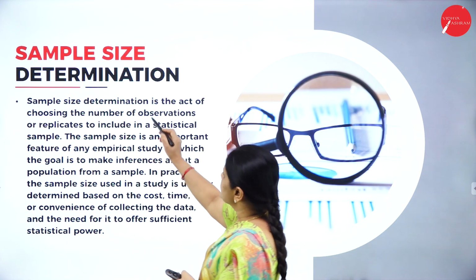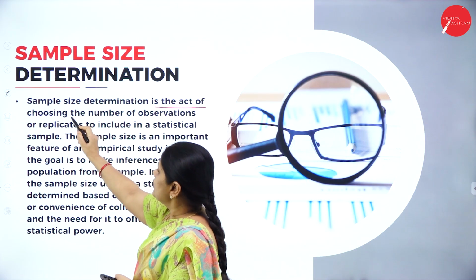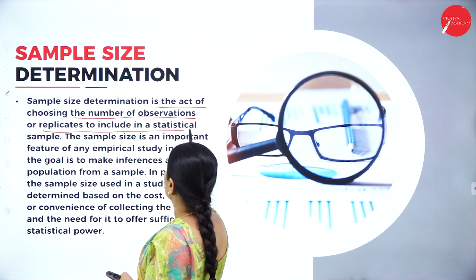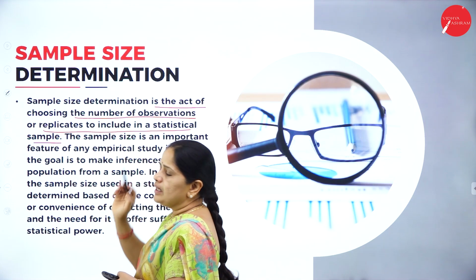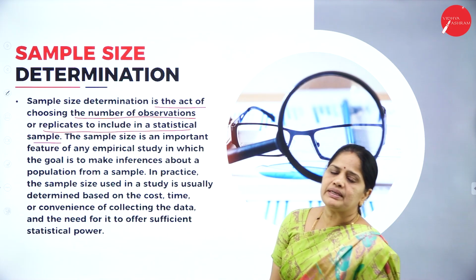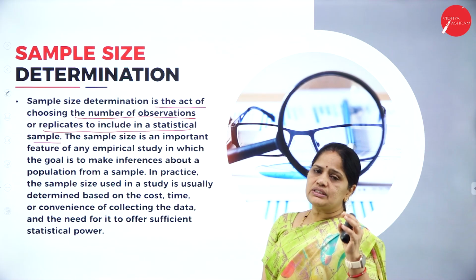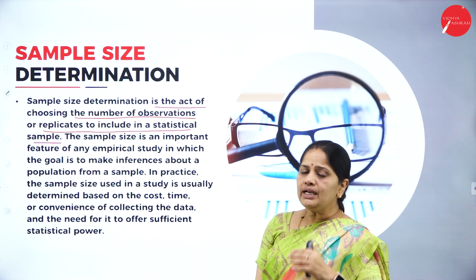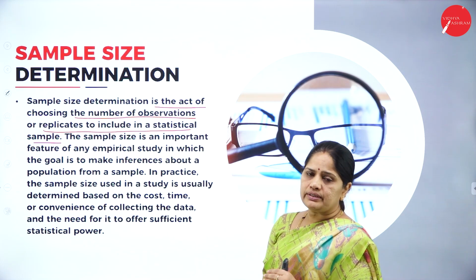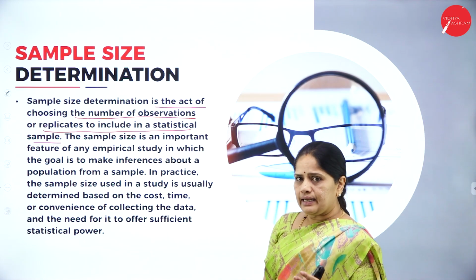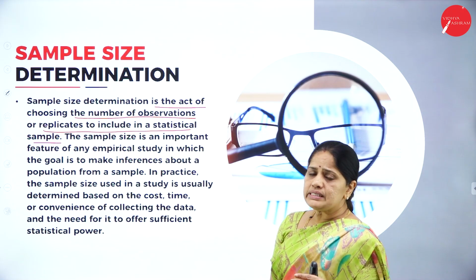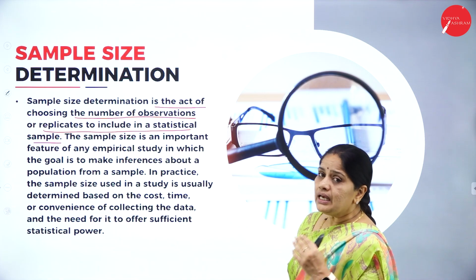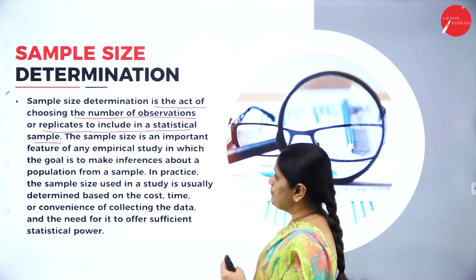Now, sample size determination is the act of choosing the number of observations or replicates to include in a statistical sample. Now, we all know what the meaning of sample is. So, sample means you are just choosing a few of the units of the entire population in order to collect the information. So, they represent the entire population. Now, how do you decide the number of people you need to collect the information from? That is what we mean by the sample size.